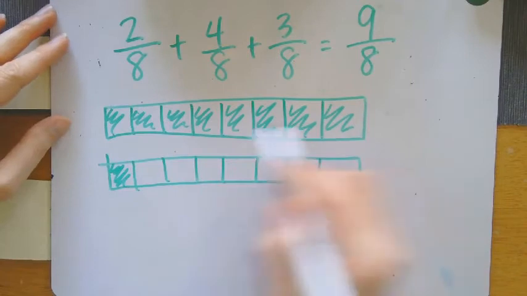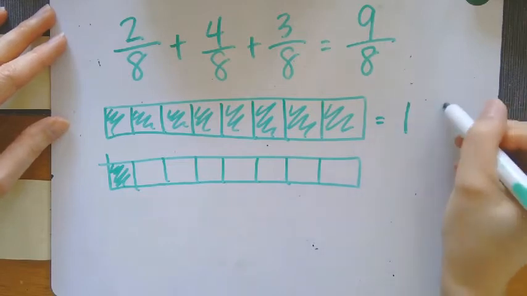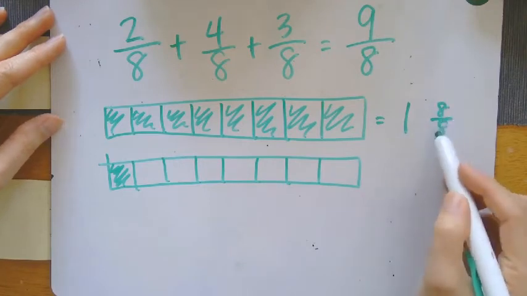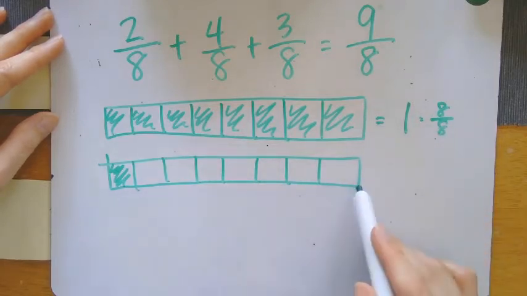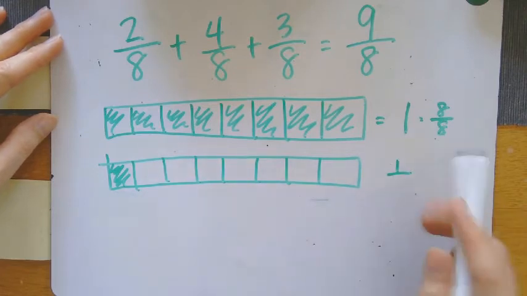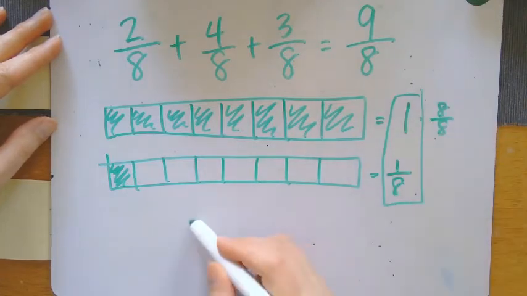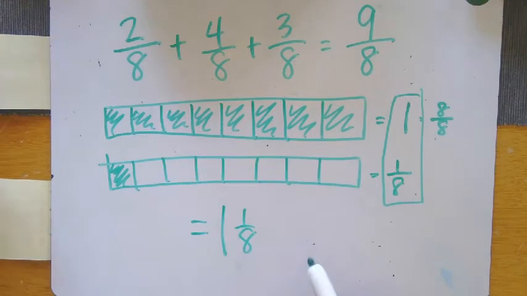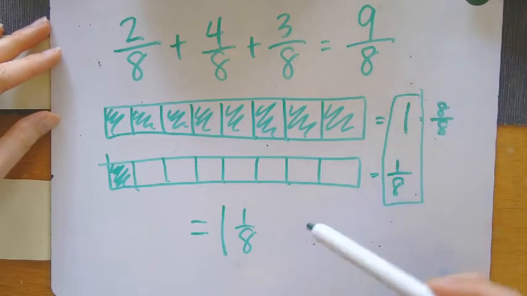All right, so I know that when I have 8 out of 8, that gives me 1 whole. When your numerator is the same as your denominator, that will equal 1 whole every time. If these two numbers are the same, it equals 1 whole. All right, so what does this fraction represent? How many are shaded out of how many possible? 8. So looking at these two pieces, that gives us a total of what? 1 and 1/8. So what that tells me is that 9/8, the improper fraction, can change into a mixed number of 1 and 1/8.